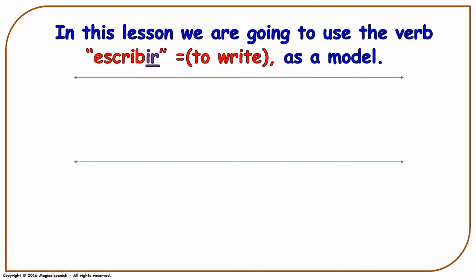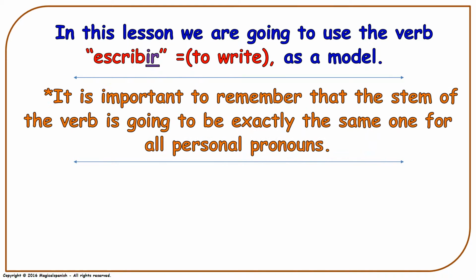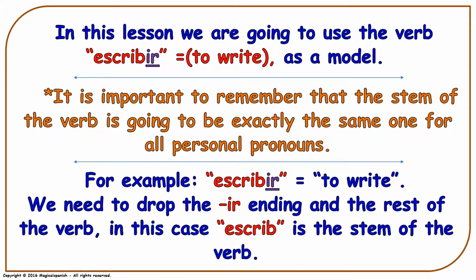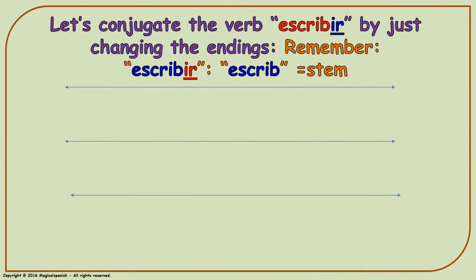In this lesson, we are going to use the verb escribir, to write, as a model. It is important to remember that the stem of the verb is going to be exactly the same one for all personal pronouns. For example, escribir, to write. We need to drop the IR ending, and the rest of the verb, in this case, ESCRIB, is the stem of the verb. Let's conjugate the verb escribir by just changing the endings. Remember, E-S-C-R-I-B is the stem.